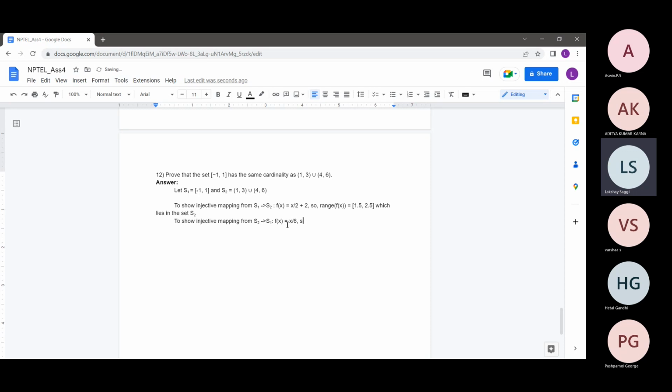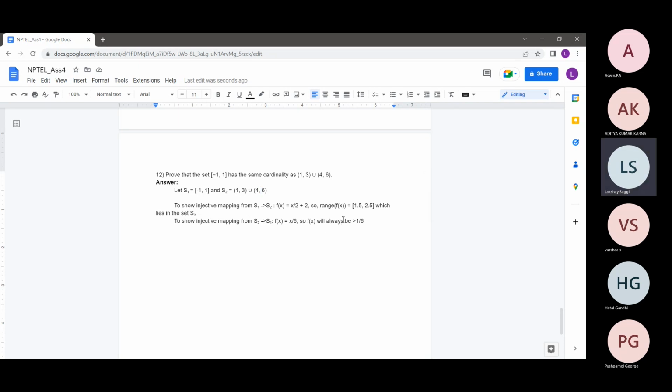So what would be the range of f of x? It will not be the exact range, but we can say that f of x will always be greater than 1 by 6, since x is always greater than 1. And f of x will always be less than 1 also, because it is less than 6 by 6, which is 1, since x always takes a value less than 6.